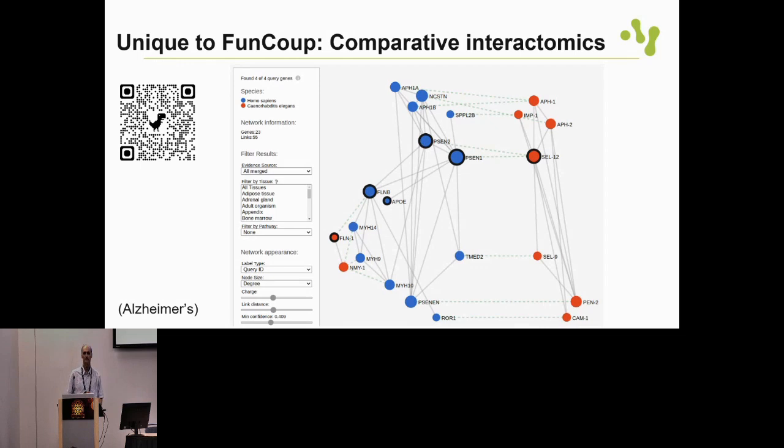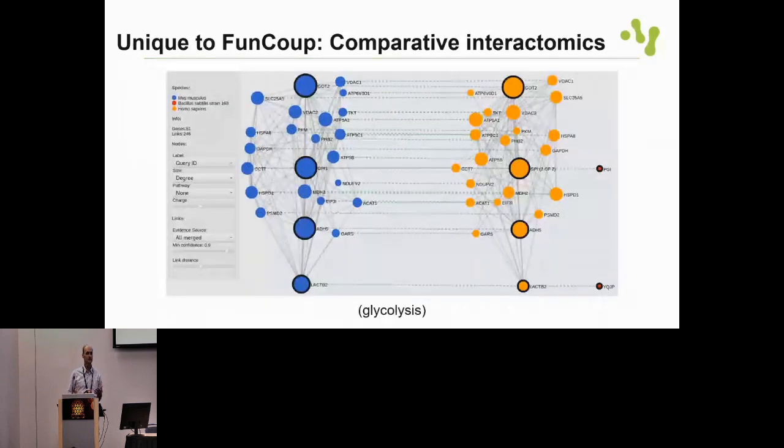Another example is just to see, well, what's the level of conservation? If you put in some glycolysis genes, you can see that in human and mouse, as expected, it's super conserved. That's blue and orange, and the red parts are, let's say, the subtilis, where there were actually no interactions conserved there.